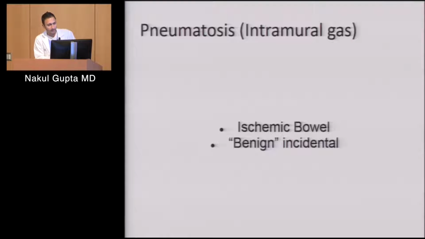So what are some causes of pneumatosis? We've seen several cases now, but we mentioned one in the neonatal patient, necrotizing enterocolitis. In adult patients, typically you're thinking more of ischemic bowel, patients who have mesenteric ischemia, and also there are benign, incidental causes. Patients can get it after colonoscopy. Sometimes they'll just develop pneumatosis, and there's no need to operate or anything.